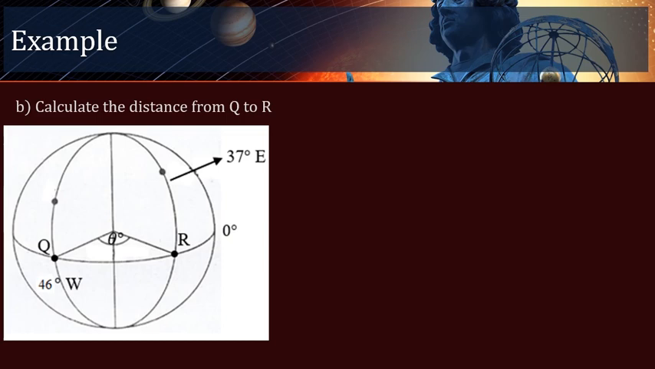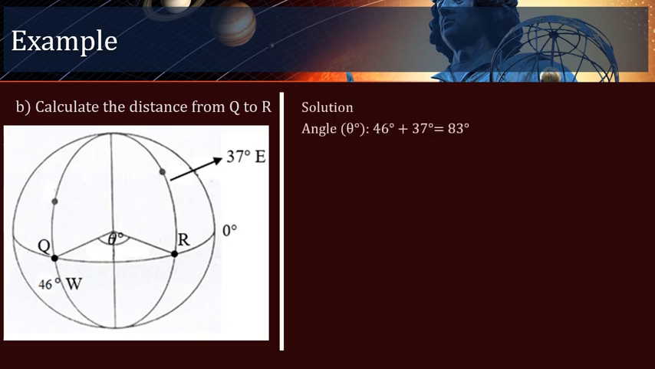We'll go for the longitude where Q is. Q is on 46 degrees west and R is on 37 degrees east. Are they on the same side of the prime meridian? No. So this means we are going to add them. So 46 plus 37, here is the solution. The angle theta is 46 plus 37, which is equal to 83 degrees.